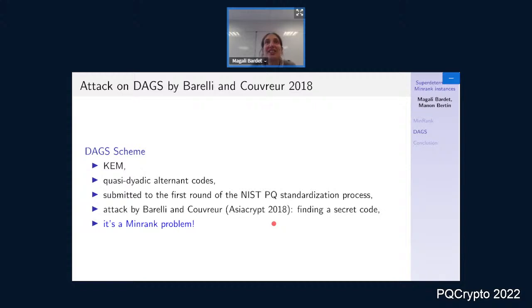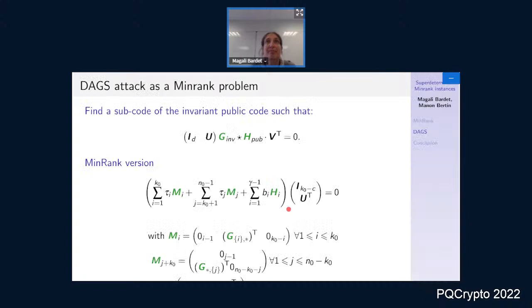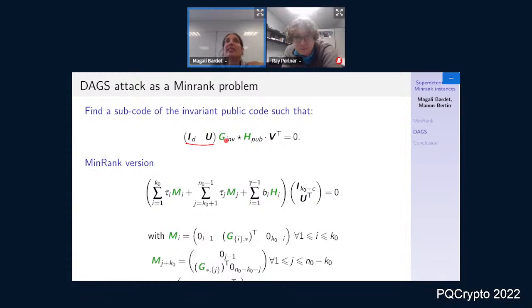The interest here is that, in fact, their attack was a MinRank attack, and I will just show you why. So the idea of the attack is to find a secret code in the system. And the secret code has some properties, so I will not go into details, but the secret code is this one.